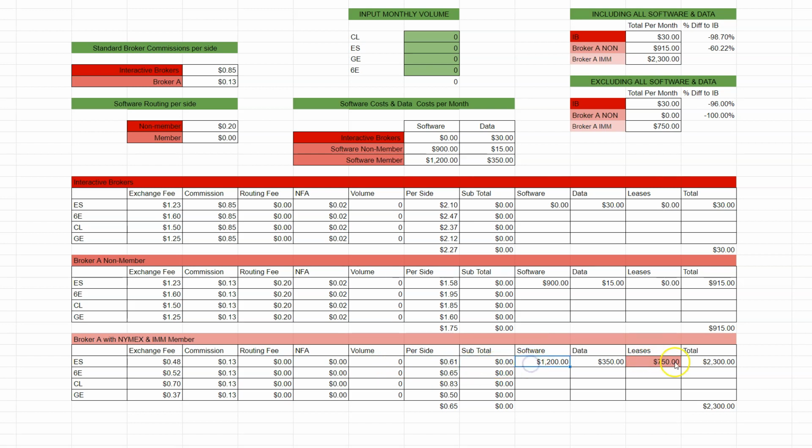Subtotal zero, but software fees, lease. So you're in the hole for 2-3 a month before you start trading. Okay, so let's have a look at how things pan out.